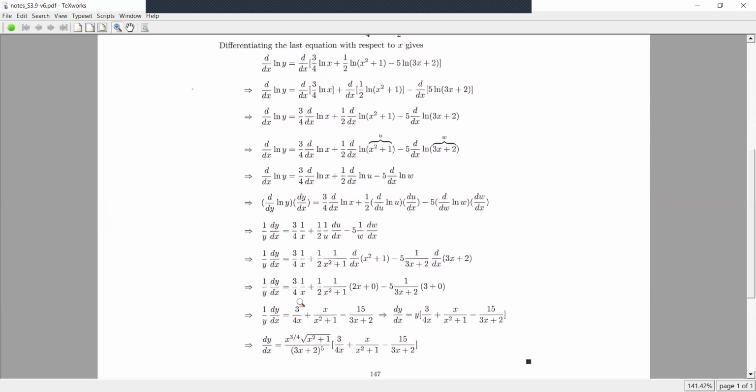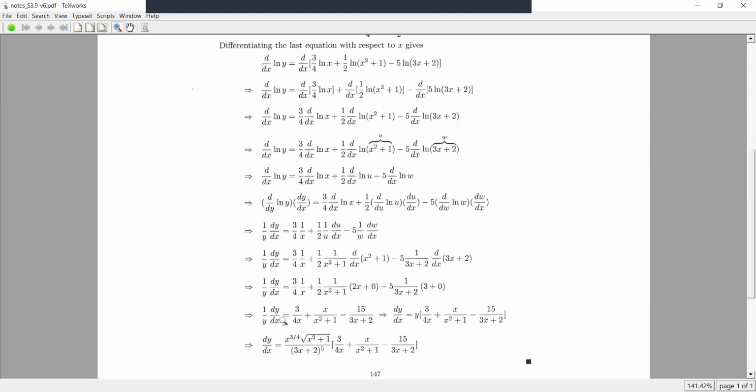Simplify the right-hand side of this equation. 3 over 4 times 1 over x is 3 over 4x. And 2x plus 0 is 2x. Cancel 1, 2, then the second term here is x over x squared plus 1. The third term, 3 plus 0 is 3 times 5, 15. So the third term is 15 over 3x plus 2.